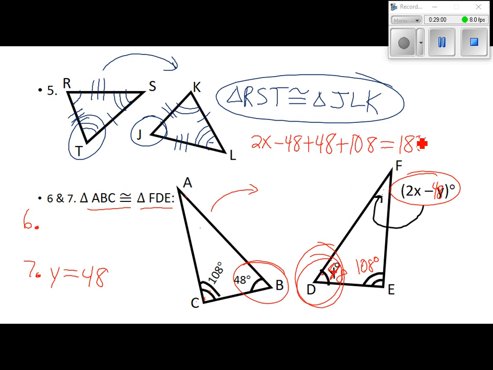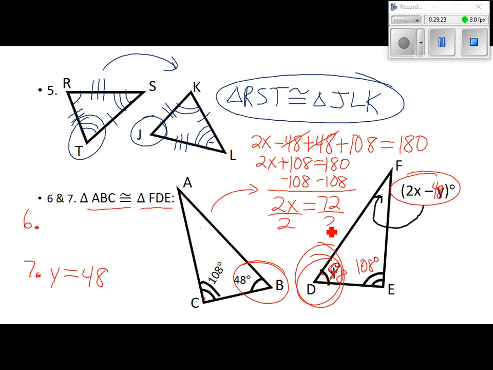And I know you could probably shorten that up a little bit and make it easier on yourself, because these 48s just cancel out. So now we got 2x plus 108 equals 180. Subtract 108 on both sides. We end up with 2x equals 72. Divide by 2. You end up with x equals 36. So that's right here. X equals 36.